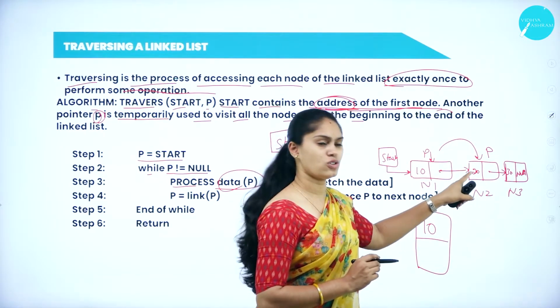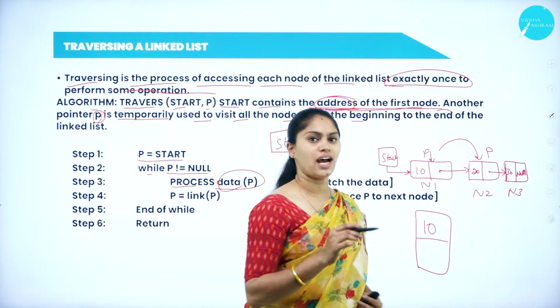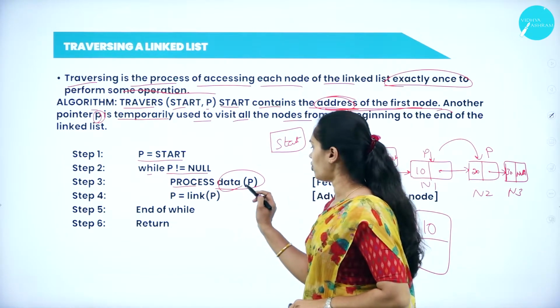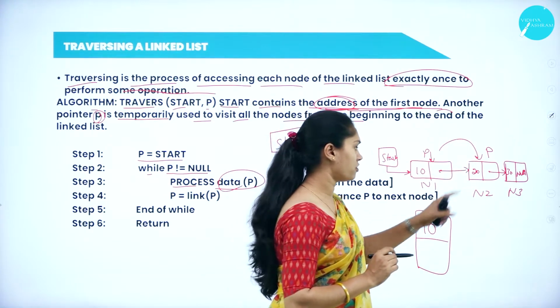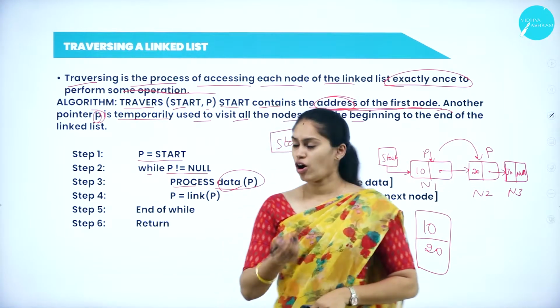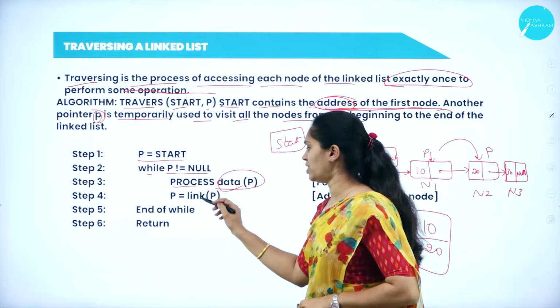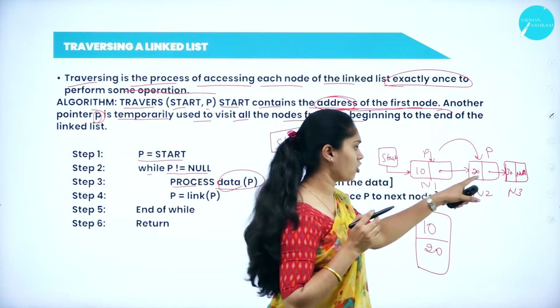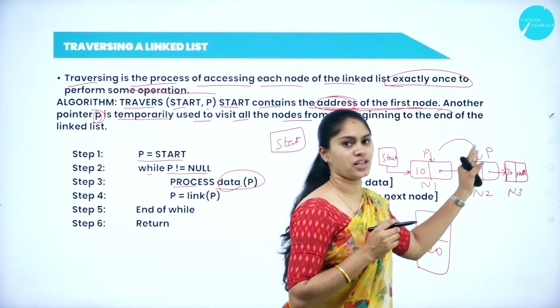In the second node also it is not equal to null, so I am going to process the data of P. So what is the data or info of this P right now? That is 20. Okay, after that it will come back, P is equal to link of P. What is the link of P? Where is it pointing? It is pointing to node 3.